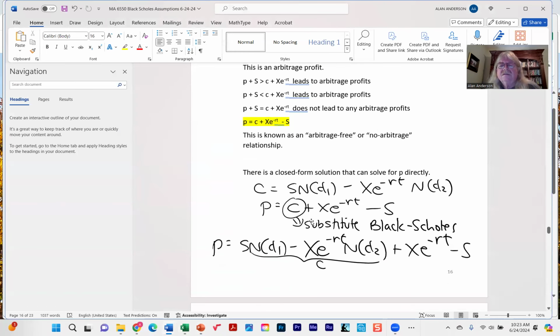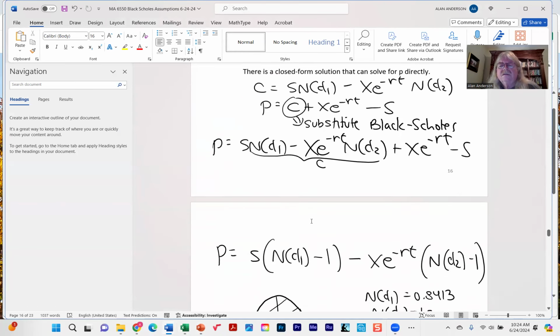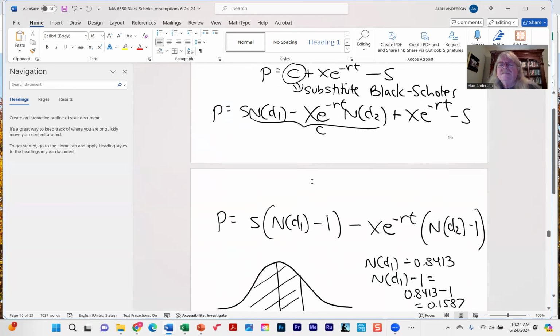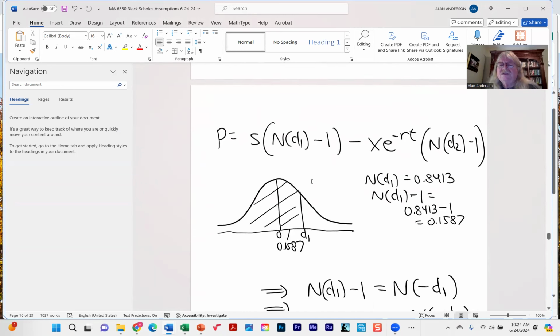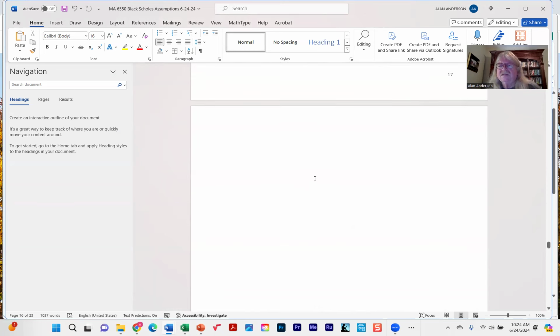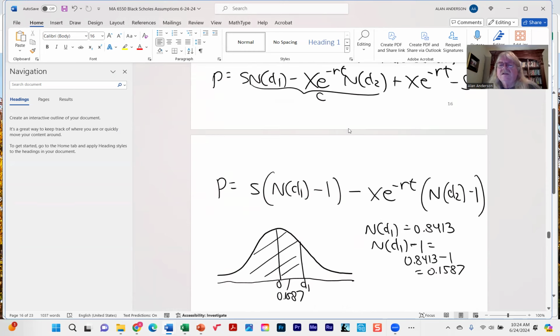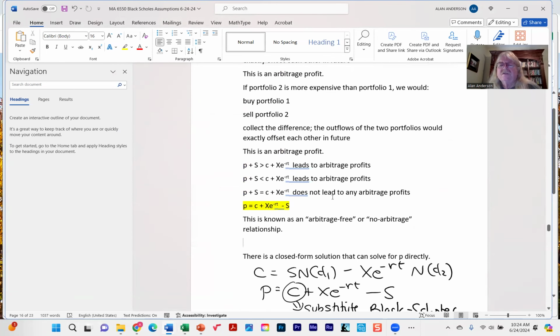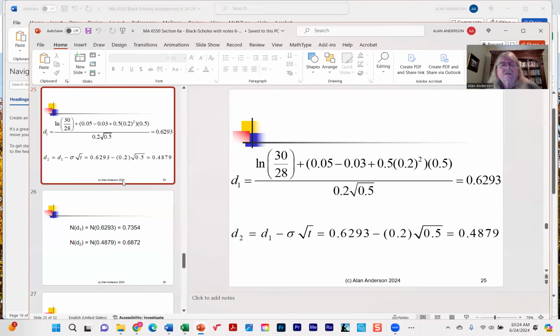Here it is. It's kind of a mess. You might as well just stick with the put-call parity, but this other approach does exist, and it does require these N of negative D1 and negative D2. You can use these if you want, but I think this is easier.